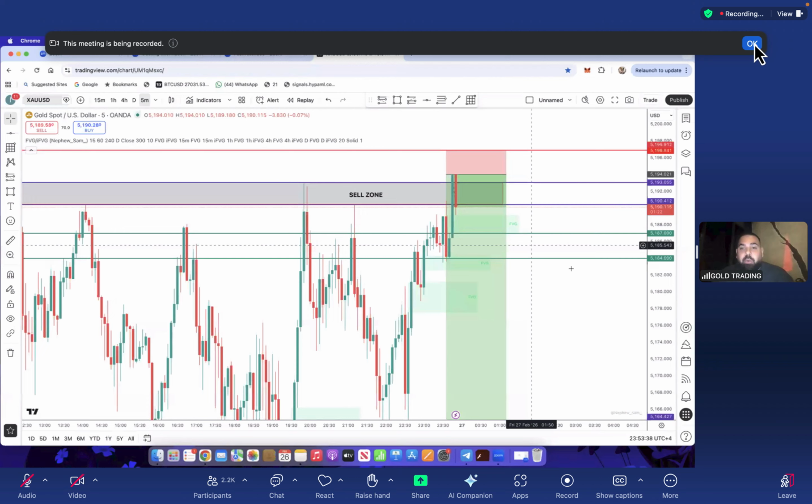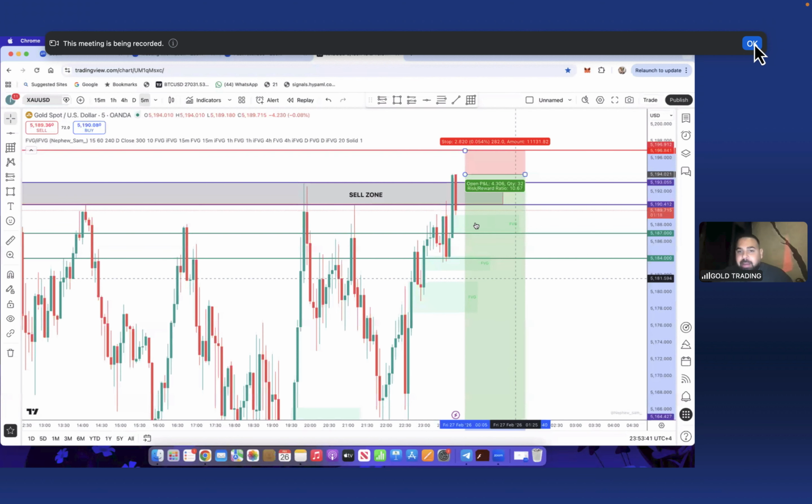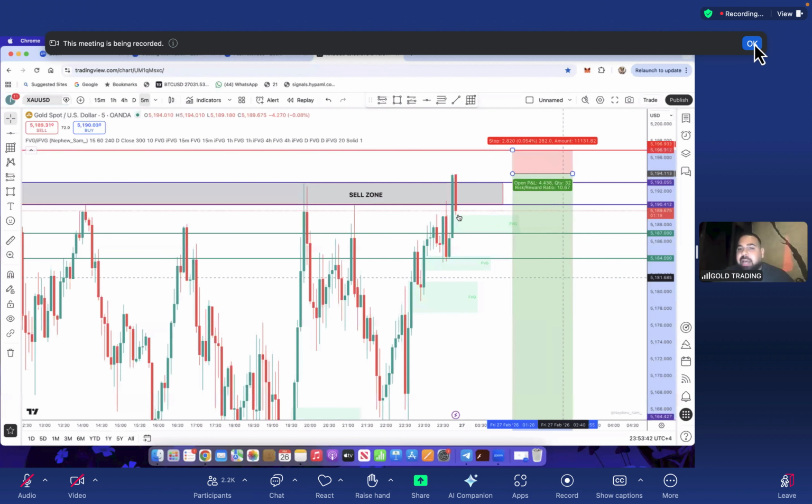Where do I believe it's going? Very simple. Let me show you guys. If I move this along, there's a fair value gap here. It will touch a fair value gap and it will react.